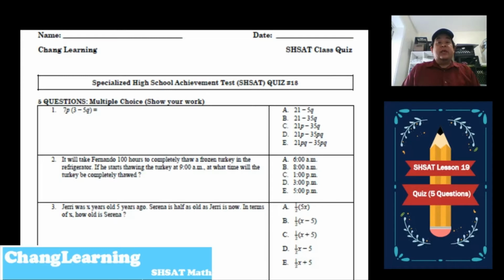To the left is a copy of quiz number 18, which you should have in your binder. Reviewing question number 1, it was a question testing the distributive property of multiplication over subtraction. Question 2 was a review of unit rates of time measurement and your knowledge of 24 hours in a day.